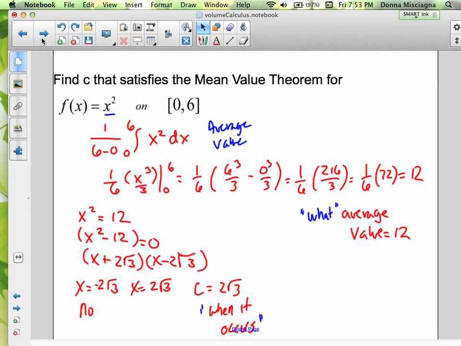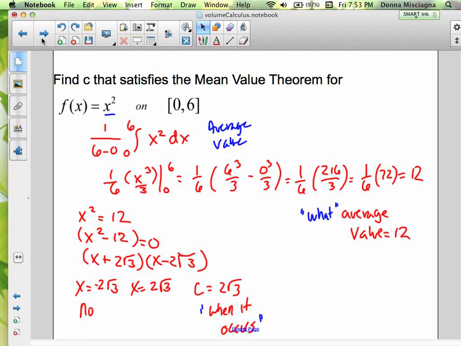And now we need to know the when. So the what is the average value, that's 12. When does that occur? All you have to do is set that function equal to that value and solve for x. That's all there is to it. This one, if you don't mind being a little bit creative, is a difference of squares, because 12 is a perfect square. Think about it, it's a square. So I could factor this as x plus 2 square roots of 3 and x minus 2 square roots of 3, because the square root of 12 is 2 square roots of 3. I like to factor whenever possible.